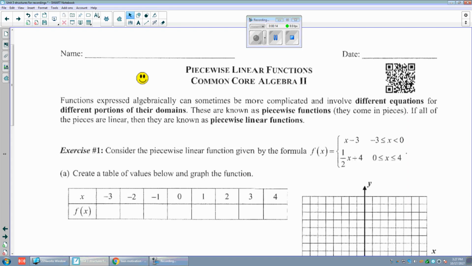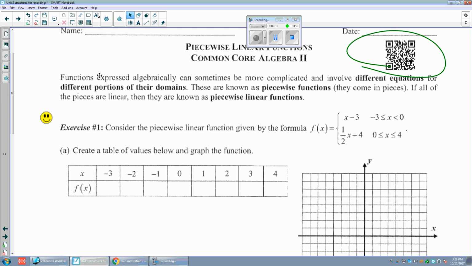Our goal today is to understand piecewise linear functions from Common Core Algebra 1, a refresher in Algebra 2. This is the non-Regents course. If you don't understand what I'm saying, just scan that QR code and you can listen to the genius that wrote these worksheets. Okay, so piecewise is exactly what it sounds like. It is a piece.